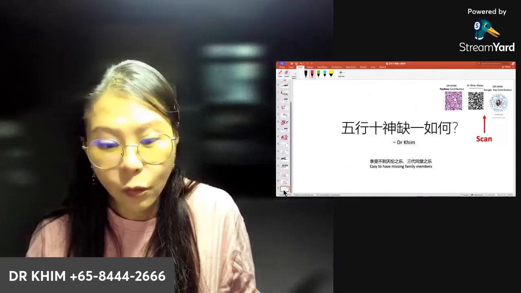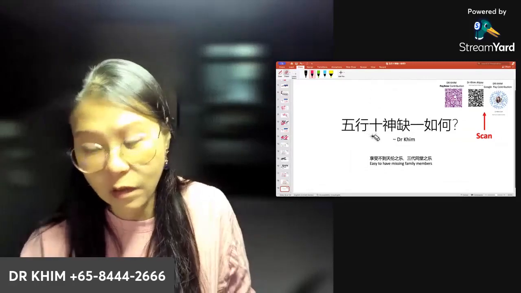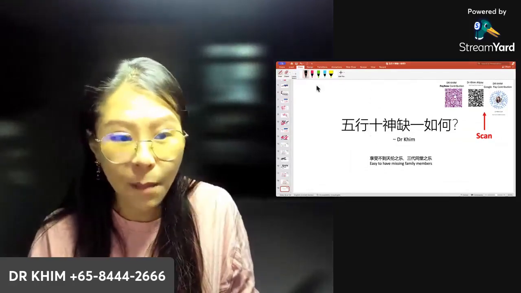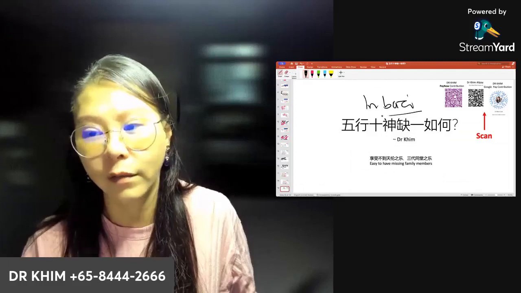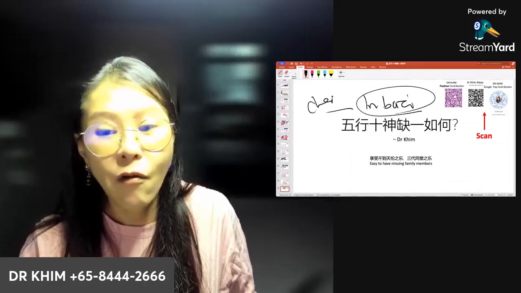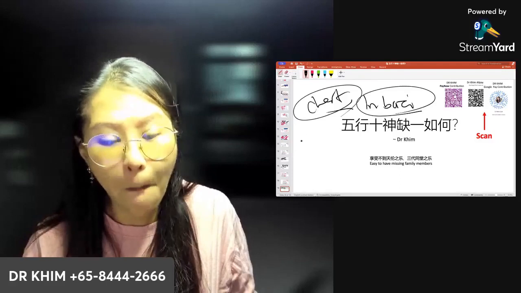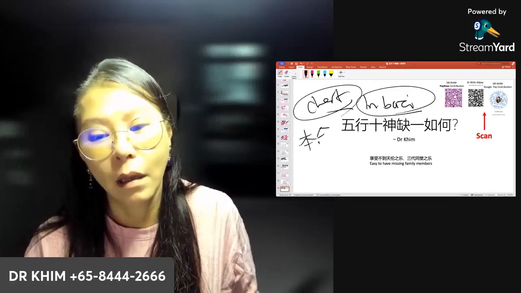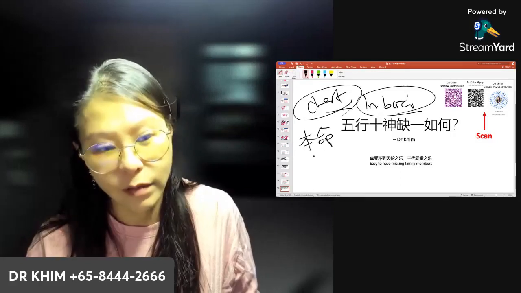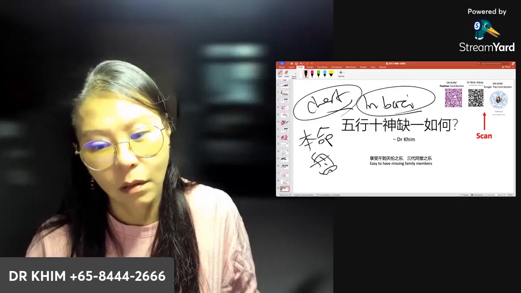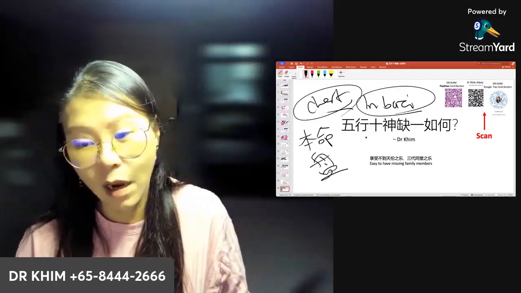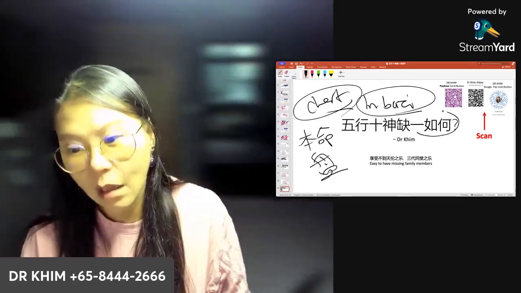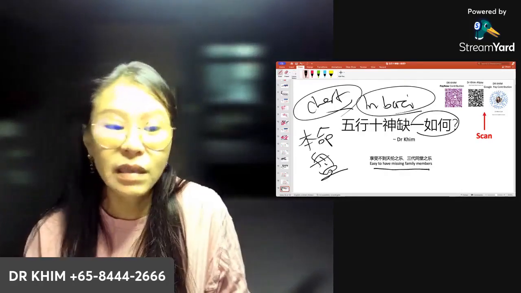Right? So, take note. Wu xing shi shen chue yi in the bazi chart, not in the luck cycle. In the bazi chart. The original chart, we call ben ming pan. Not the luck cycle. The original chart, right? If it's missing, usually it's easy to have missing family members.